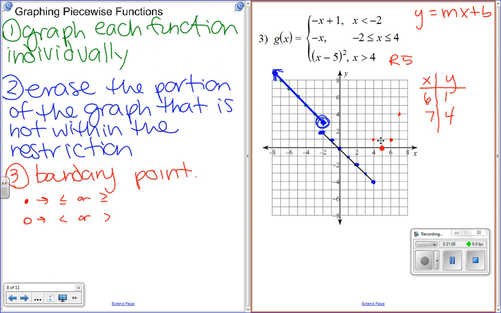Do make sure you're thinking about those boundaries. But I'm going to plot the portion of the graph that I can see, and this is what it would look like. Make sure this is x is greater than 4, so this needs to be an open circle. There's a lot going on in these graphs, so make sure you're paying attention. You're graphing your functions, and then you're erasing so that you only have the appropriate region left over.